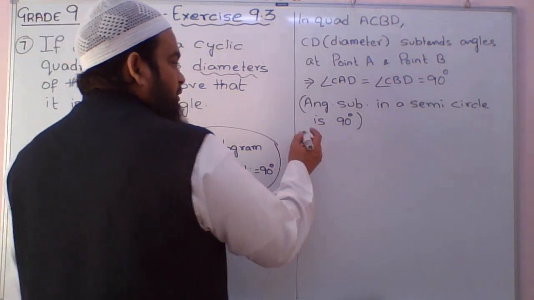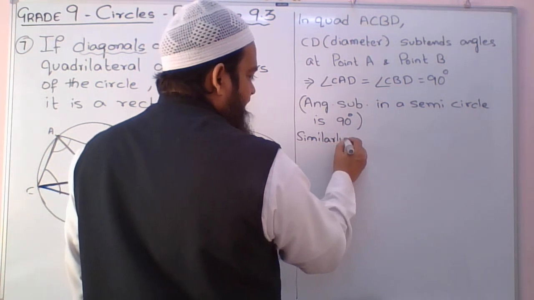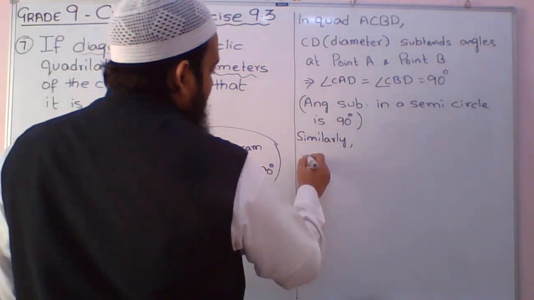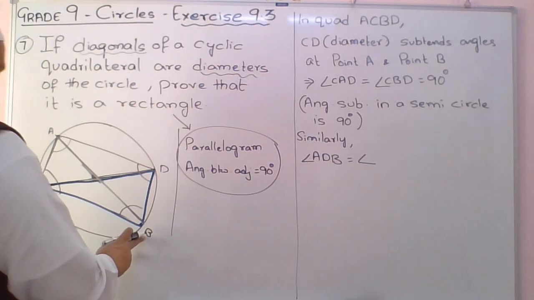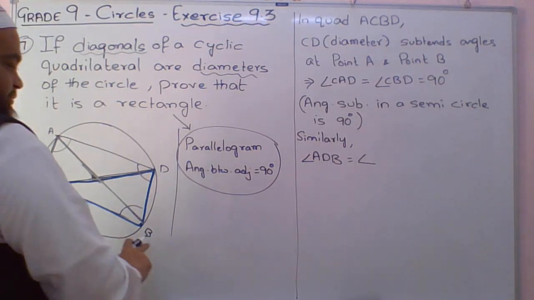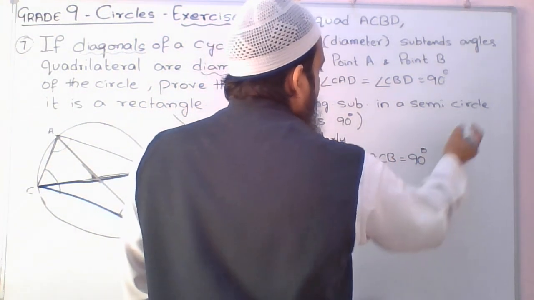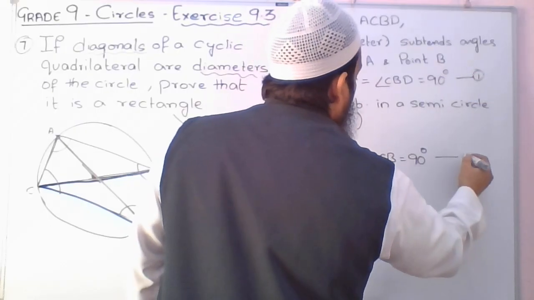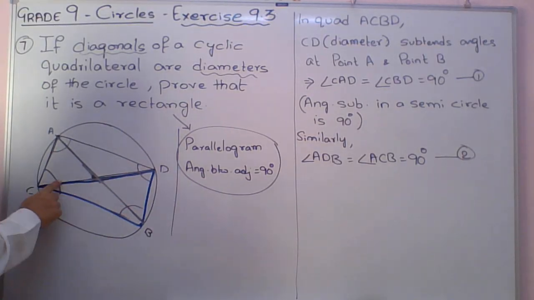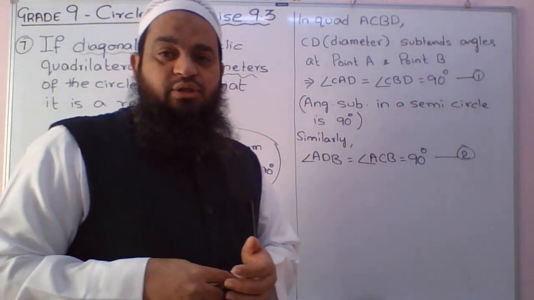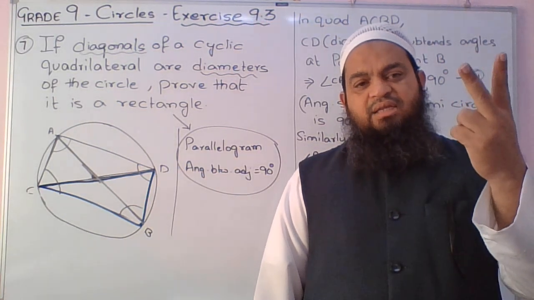Is it right? Since it is the same steps, I can write similarly angle ADB is equal to angle ACB is equal to 90 degrees. So this is the first equation and this is the second equation. See, everywhere I got 90, 90, 90, 90. All adjacent angles are equal to 90 degrees in two figures: the first is a rectangle and the other one is a square.